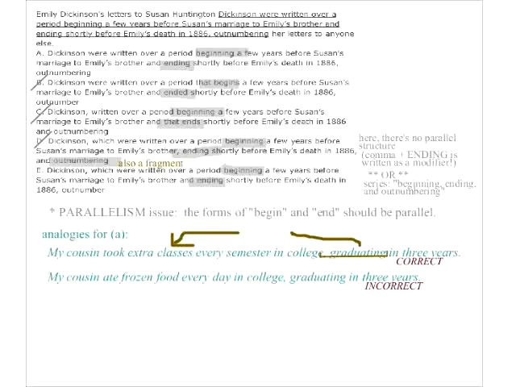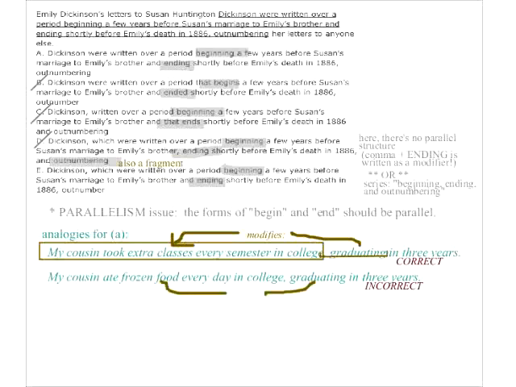So the problem is that the first one of these works. I mean, if you take every, that's a valid modifier for that kind of structure because it tells you an immediate consequence of taking all these extra classes in college. On the other hand, this clearly doesn't because eating frozen food has nothing to do with graduating early. So let me re-emphasize there are no grammar errors in either of these sentences.